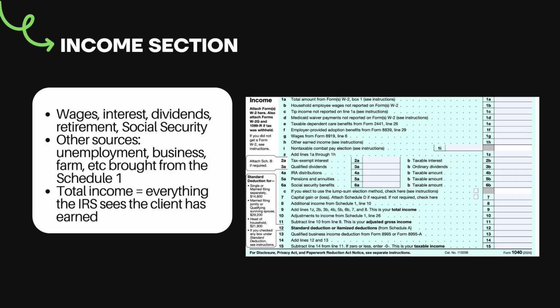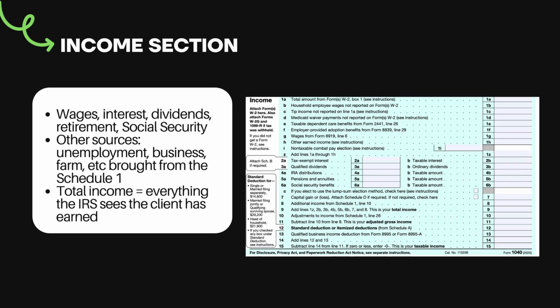Then you'll see retirement income. That could be IRA distributions or pensions from a 1099-R and Social Security benefits from an SSA 1099. The key thing here is that sometimes only part of those benefits are taxable, and the 1040 breaks that out clearly. There's also a line for capital gains or losses.